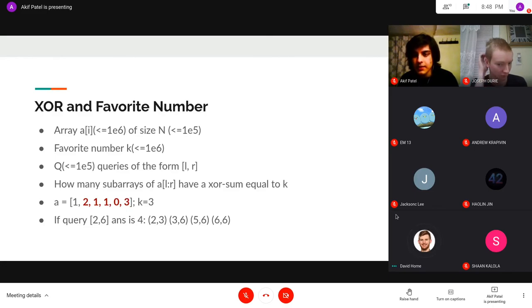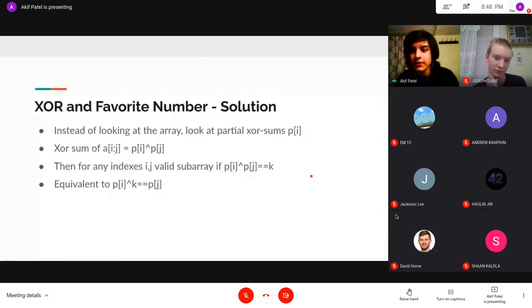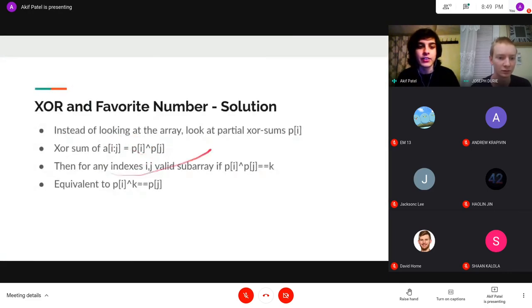Hold on. You have the next slide, so let me show that one at least. Okay. Yeah, so as David said, instead of looking at the actual array, we can look at the partial Xor sums of the array, the partial sums, right? And I'm calling that P_i here instead of A_i. Then the Xor sum of the subarray A from i to j is just P_i Xor P_j, because Xor cancels itself out, right? So this is a very nice trick.